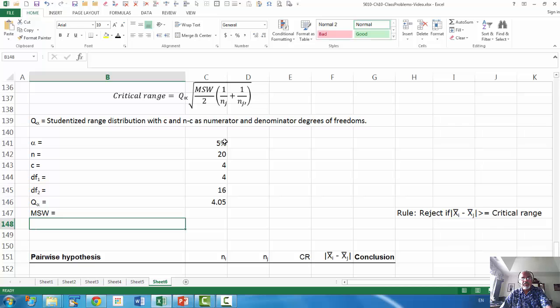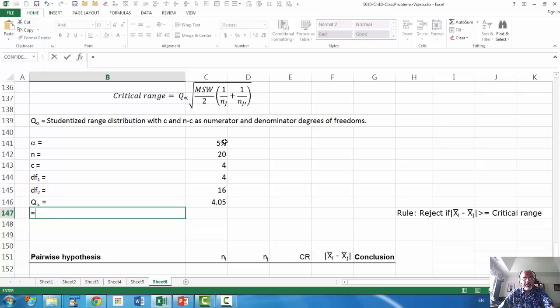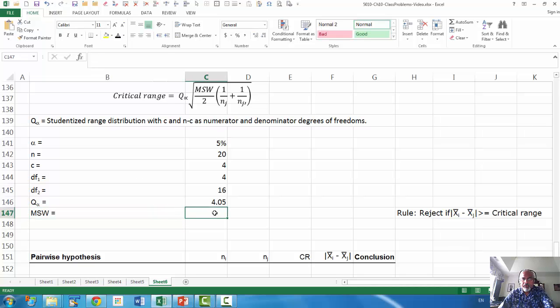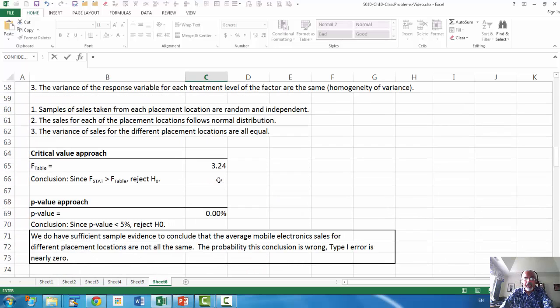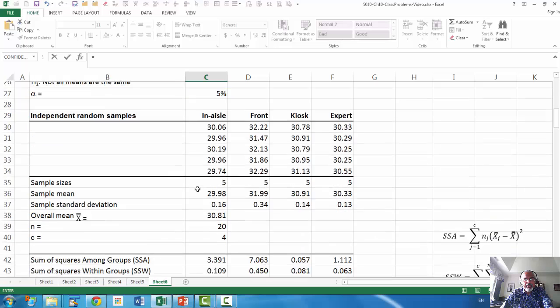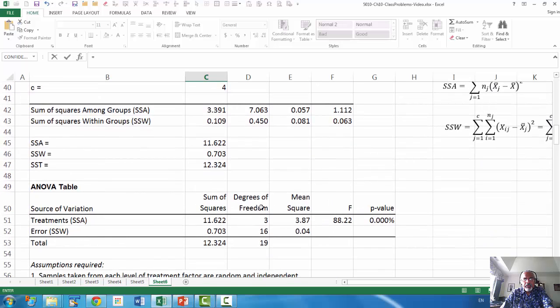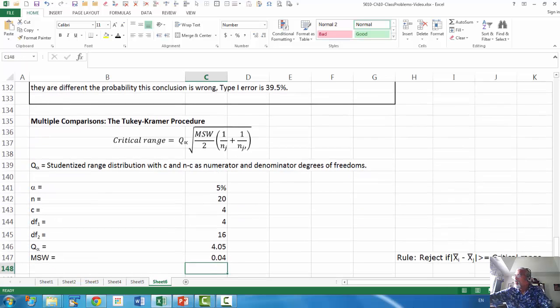So 4.05, that's alpha. Now MSE or MSW, MSE is mean square error, or MSW is the same thing, mean square within sample, and that is from the ANOVA table. Okay, we prepared the ANOVA table at the top, so let's get it from there, which is this mean square W.